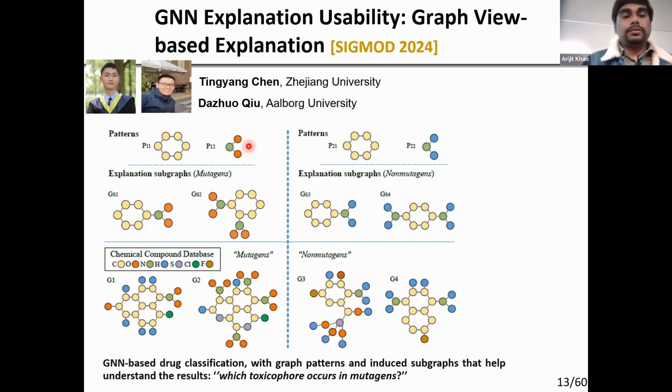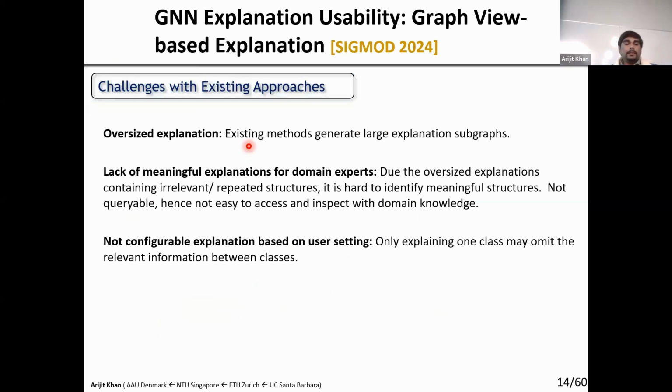So that's the goal that we try to solve. These are some of the challenges with the existing approaches. Their explanations are large, and often they have a lot of repetition or some stuff that is not so useful or meaningless to the domain experts, right? And last but not least, they are also not configurable or tunable.